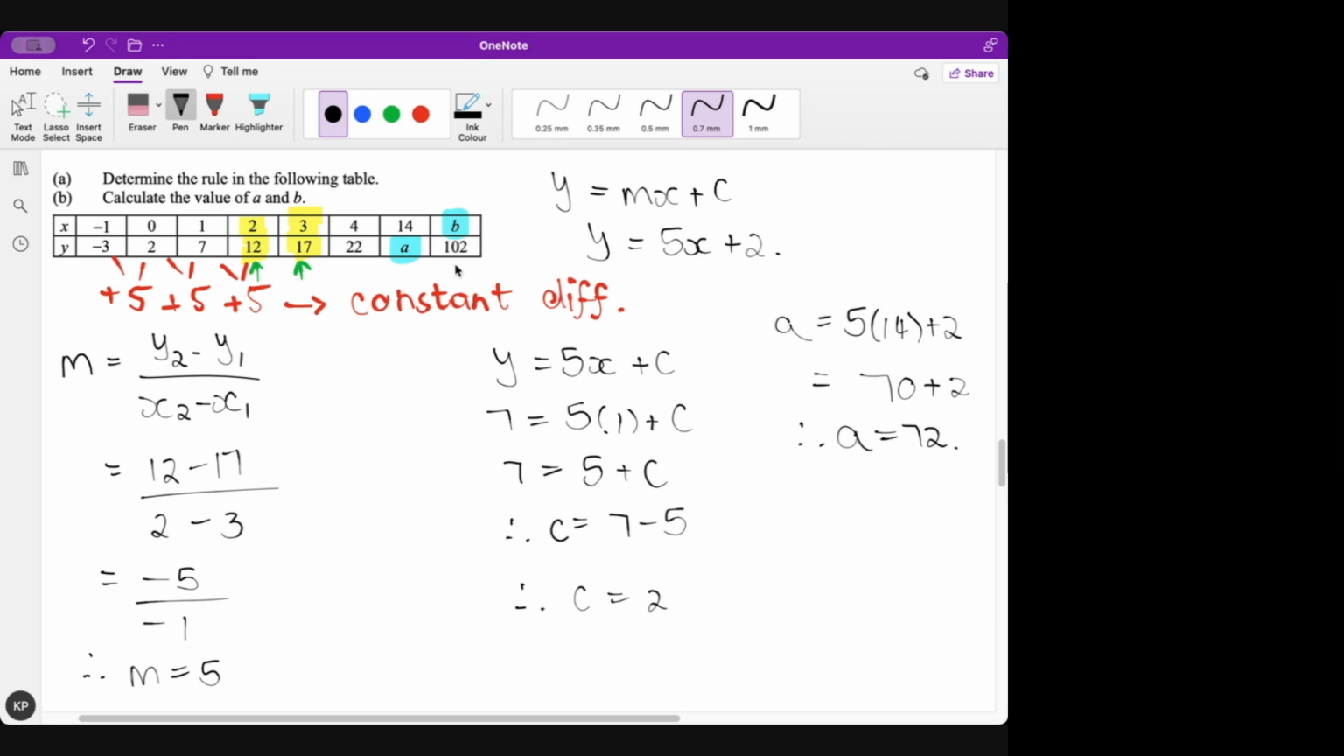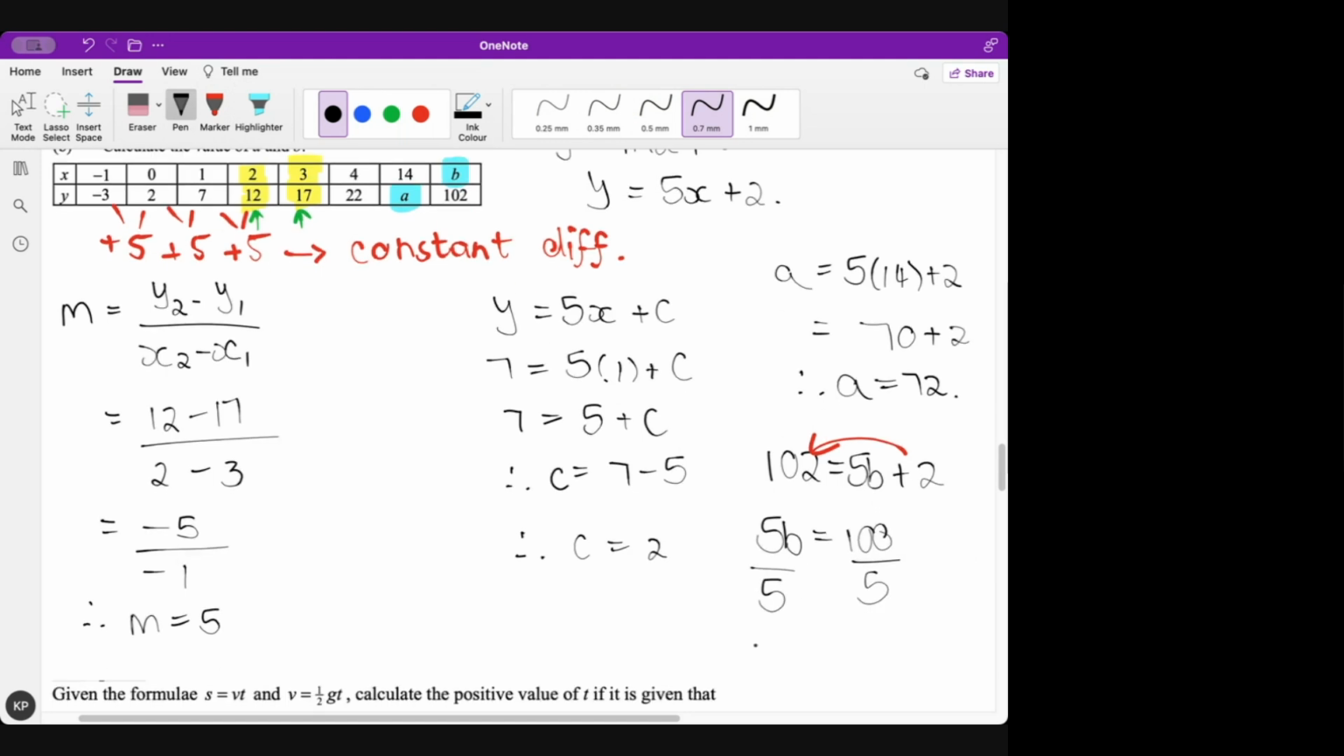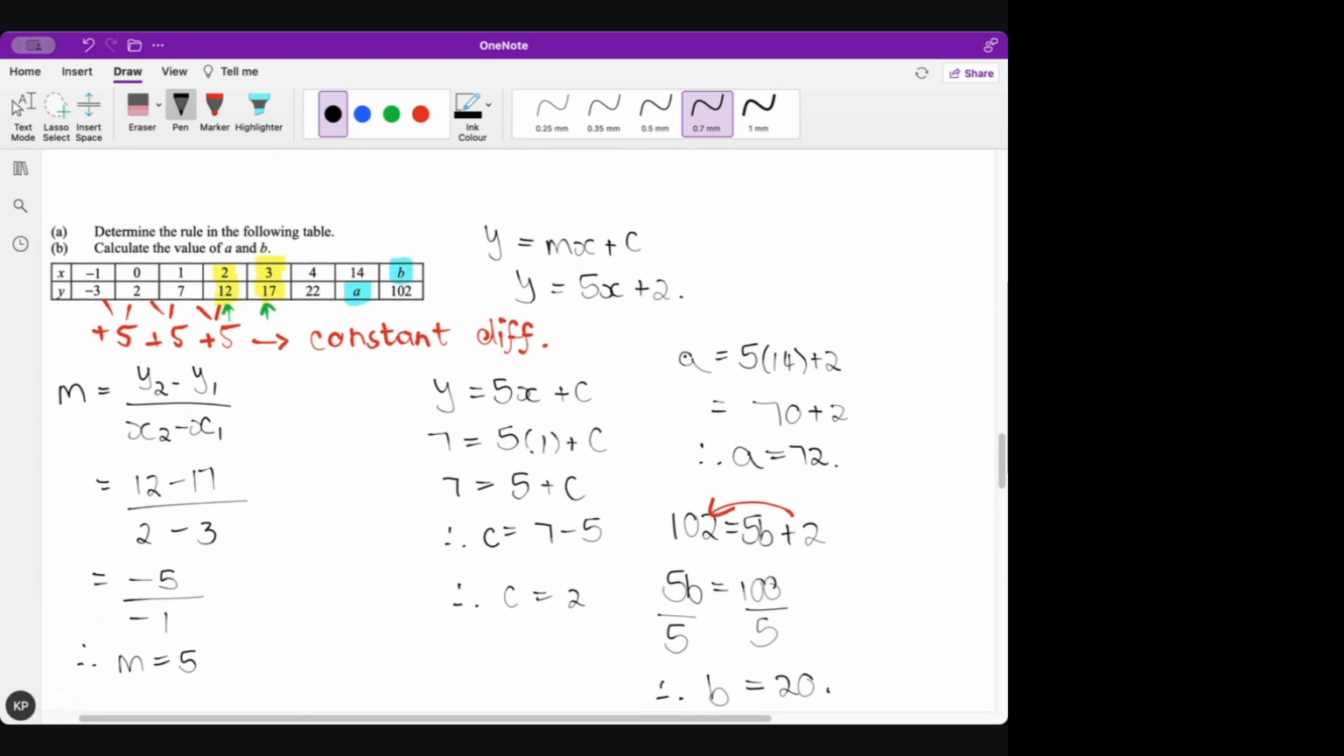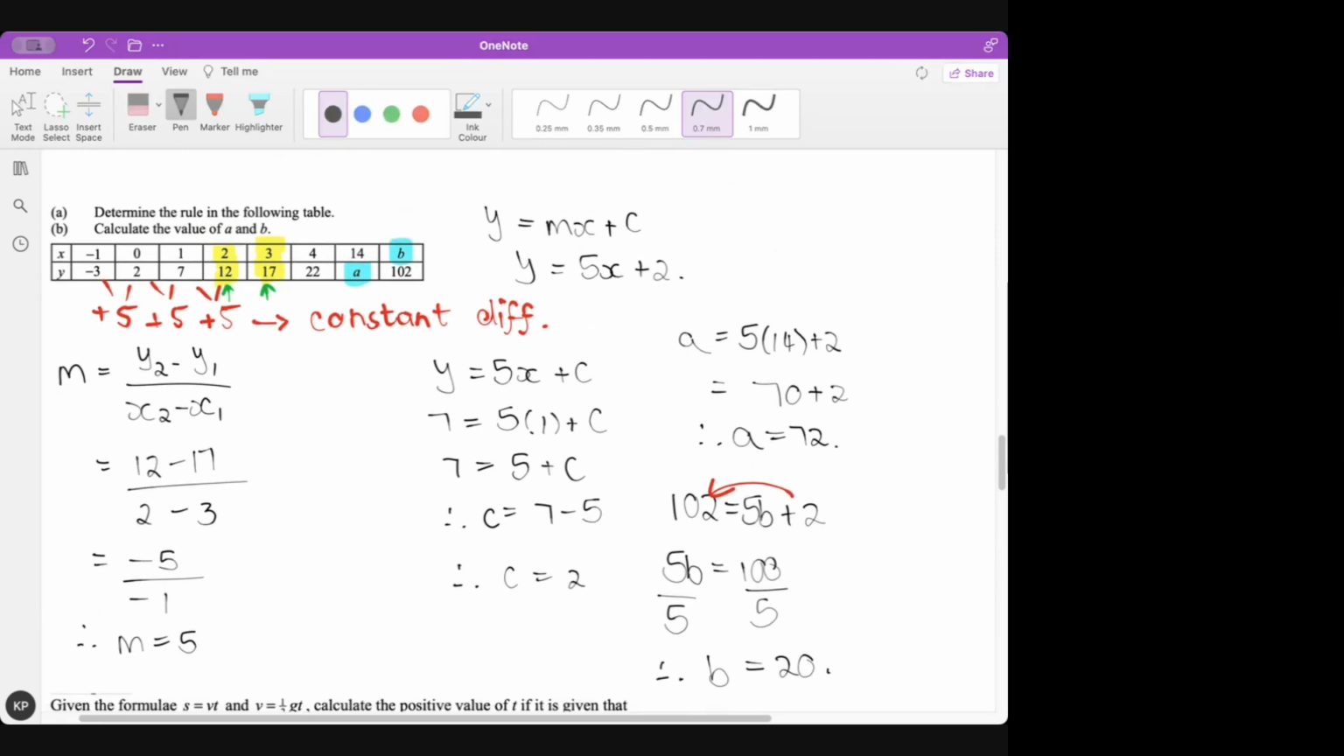Great. And for B, are we going to substitute 102 in my X or my Y value? Y value. So 102 will be equal to 5 times the B plus 2. Take this guy over to that side. Then I have 5b is equal to 100. Divide by 5. Divide by 5. Therefore, b is equal to 20. And we're done. Can we get a thumbs up, thumbs down for this lovely question, please?